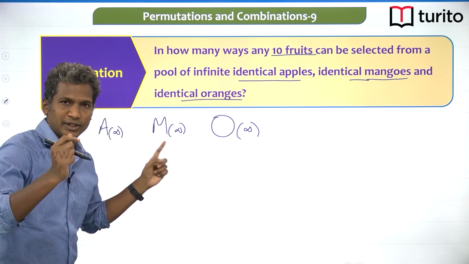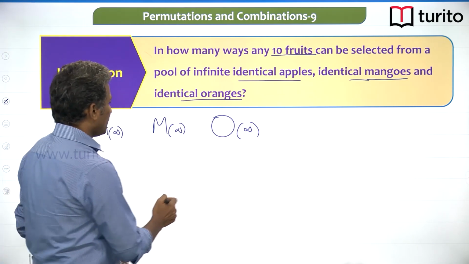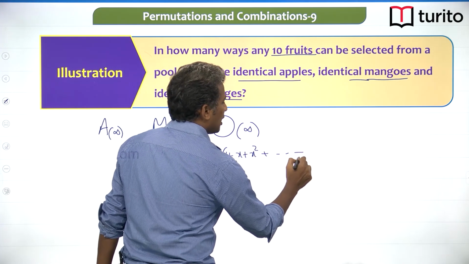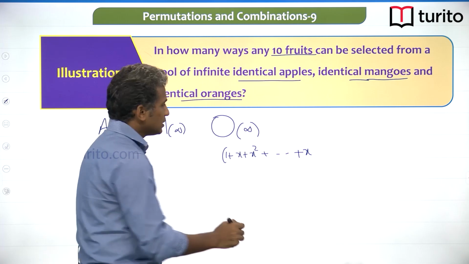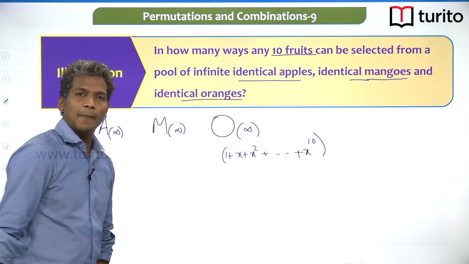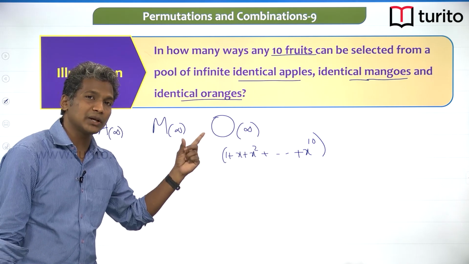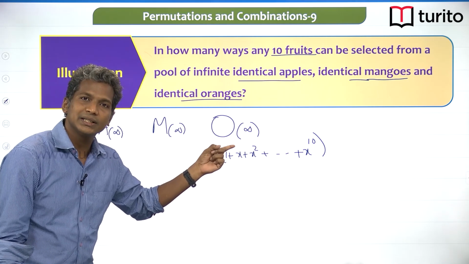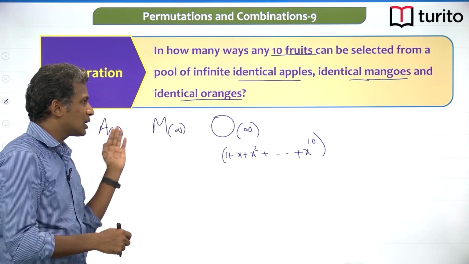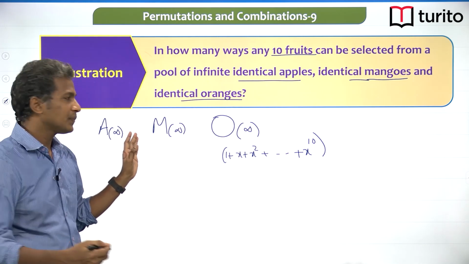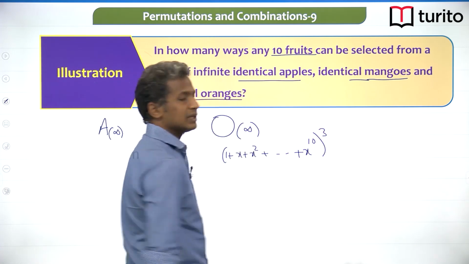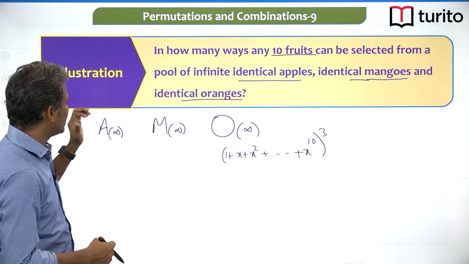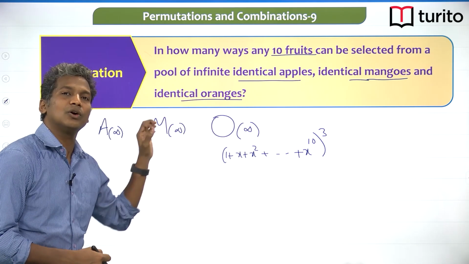So for mangoes, if I write a function, how will that look? It will look like 1 plus x plus x square, till how many maximum can we select? Only 10. So it will go only till x raised to 10. This is the function I have written for the mangoes. What about apples? It is the same function. What about oranges? That is also the same function because both have the same limitation, right? So we will be taking the power 3 because there will be 3 such polynomials. So we have written 3 polynomials for these objects.